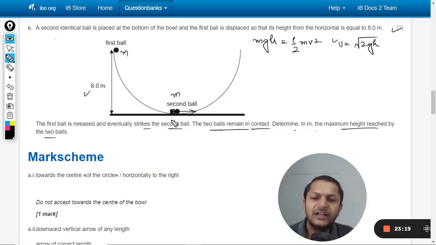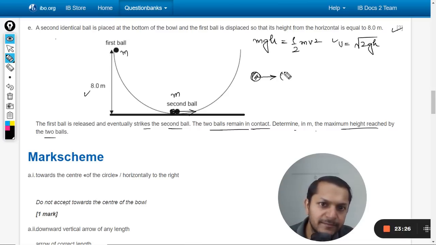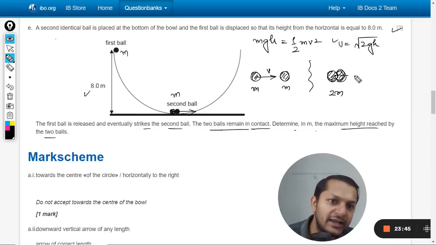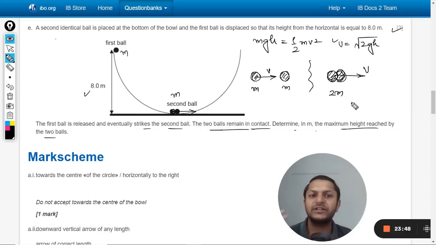Here, just before it collides, we are going to concentrate on that point. So this is the diagram before collision. This ball is at rest. This ball is moving with the velocity v, and after the collision, both of the balls are sticking together, so they are moving together. It means now the mass is 2m, and it would be going with the velocity capital V. I've taken it as capital V. Do not get confused, okay? This is small letter v.